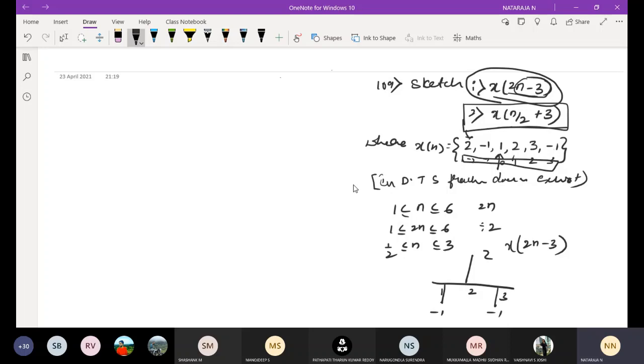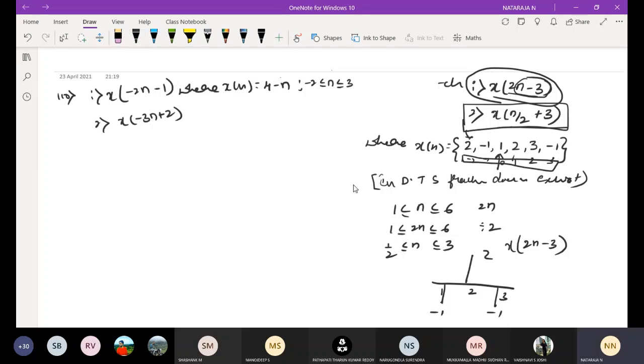Sketch first one, x of 2n minus 1. Second one, x of minus 3n plus 2, where x of n is equal to 4 minus n, n varies from minus 2 to plus 3. Can you try this problem now?